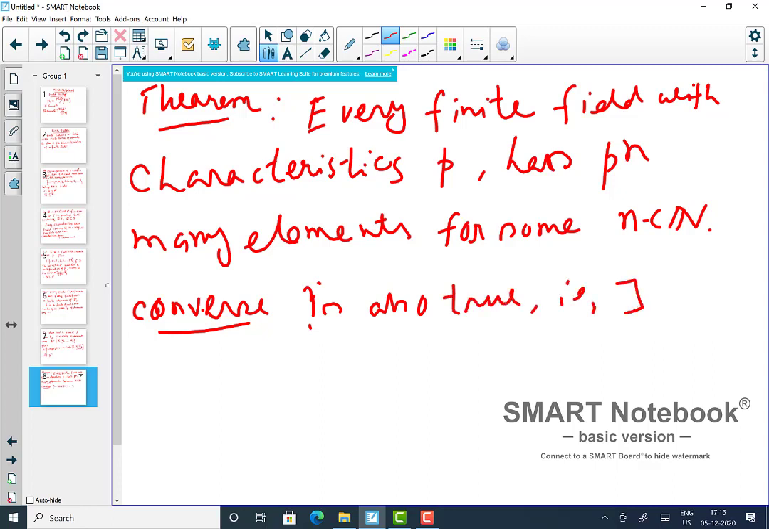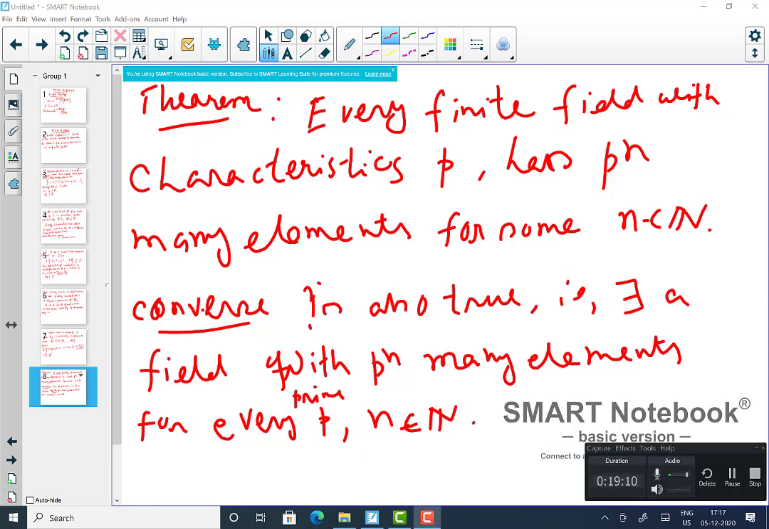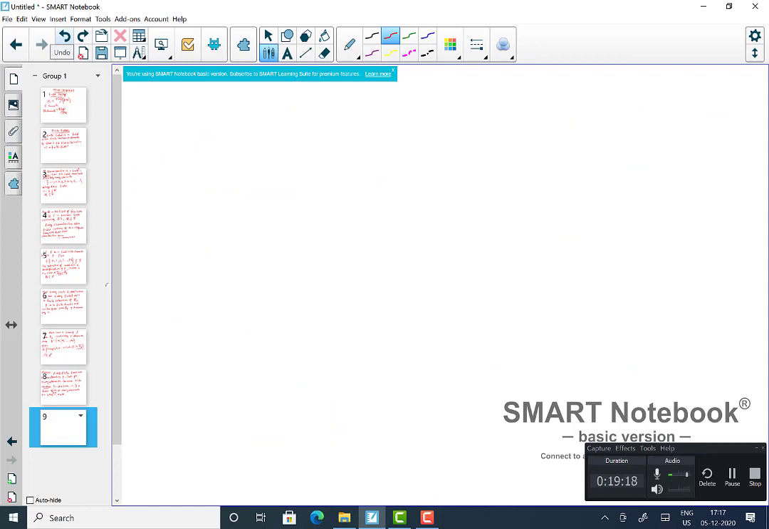that is, there exists a field with p power n many elements for every p and n, okay. Every p means every prime p, and n is a natural number, okay. But I need some more techniques that I will develop slowly, and then I can discuss those things, okay. But before that, let me discuss some simple examples, and then I will come back to the more general definition and other things, okay. So examples.